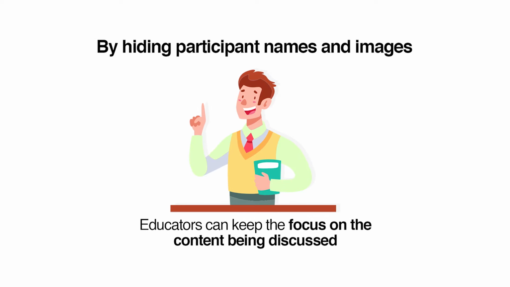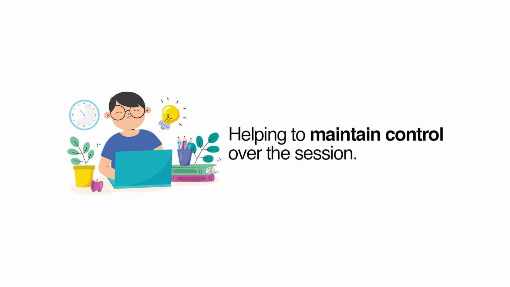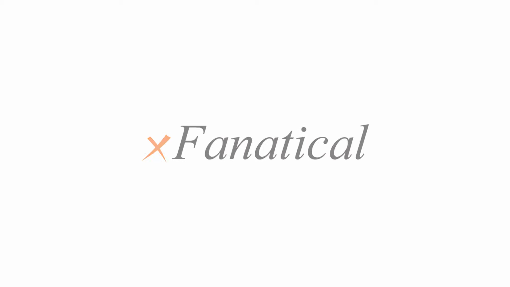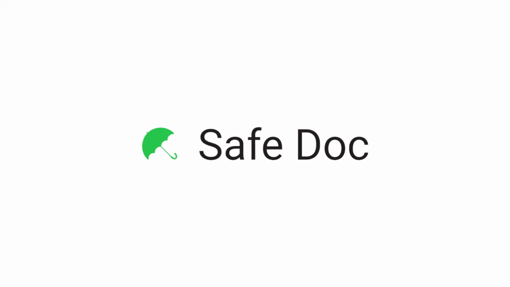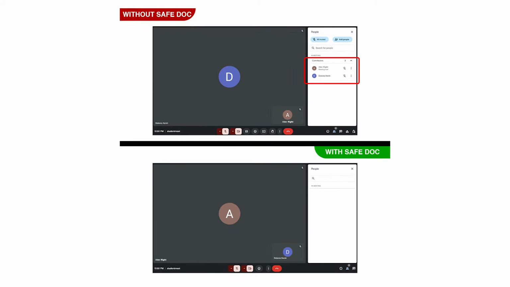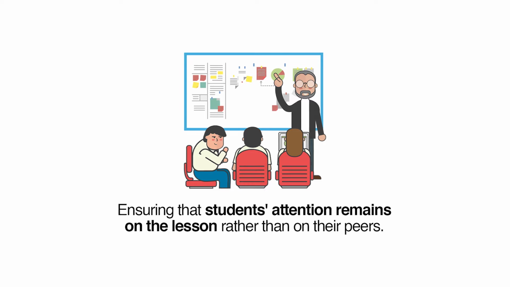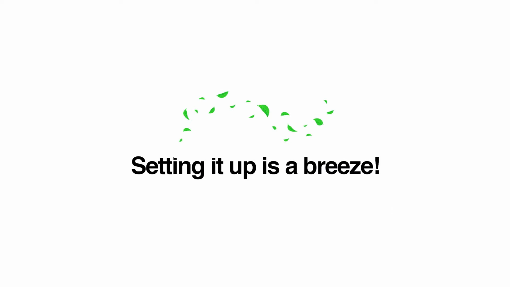By hiding participant names and images, educators can keep the focus on the content being discussed, helping to maintain control over the session. That's where xFanatical Safe Dock comes to the rescue. Safe Dock can help administrators disable participant visibility in Google Meet, ensuring that students' attention remains on the lesson rather than on their peers. Setting it up is a breeze.